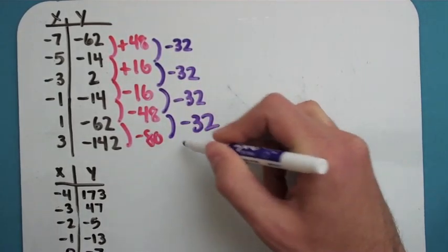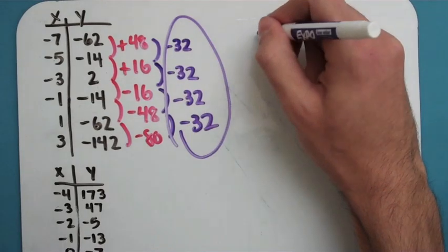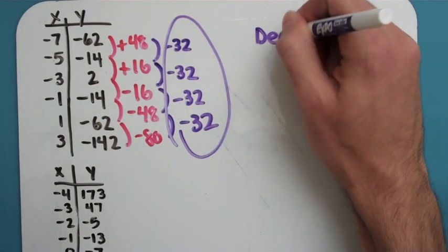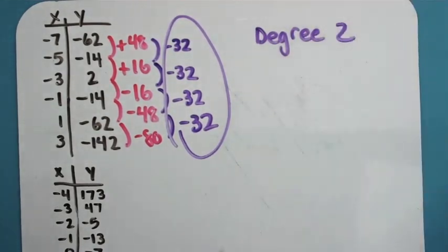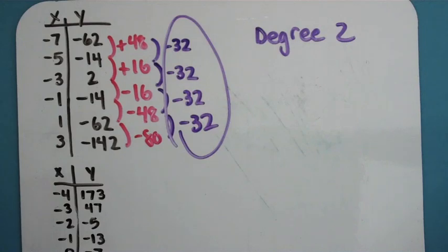And on the second try, my numbers did match. Didn't match on the red, but it did on the purple. It matched on the second try. That means this is going to be degree 2. So the polynomial that models this, remember, degree 2 is a quadratic. Apparently, if you plot all these points here, they're going to make a nice parabola, and there is a quadratic equation.